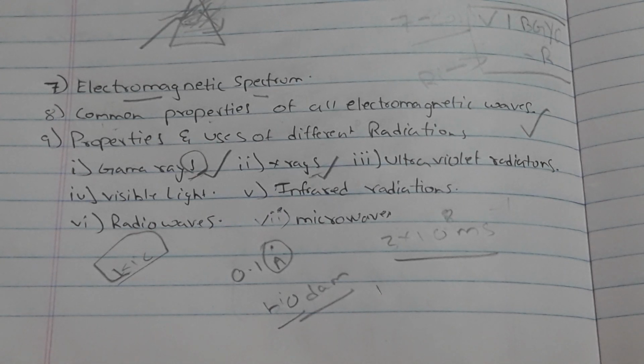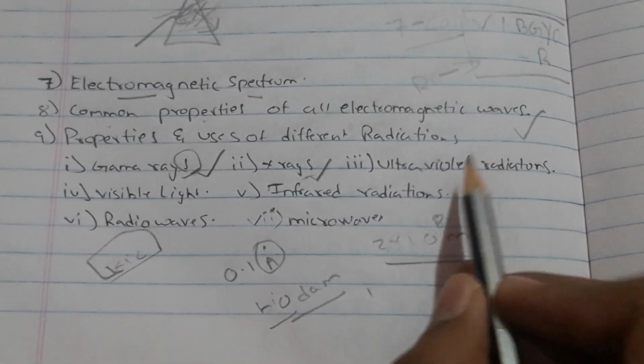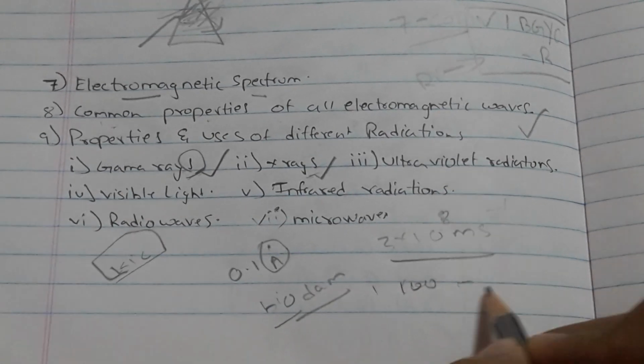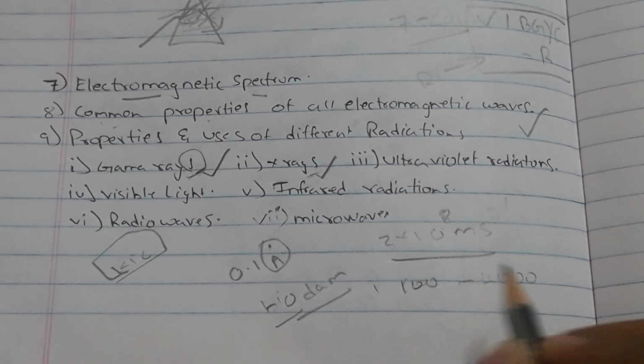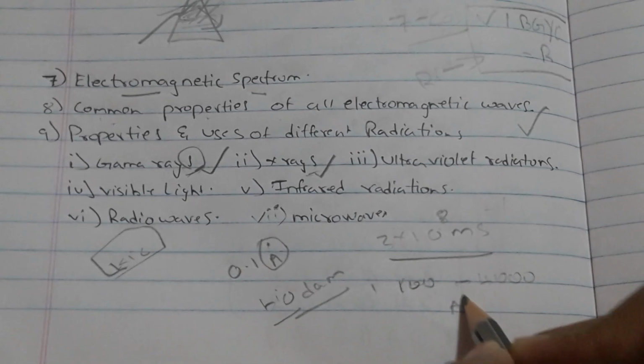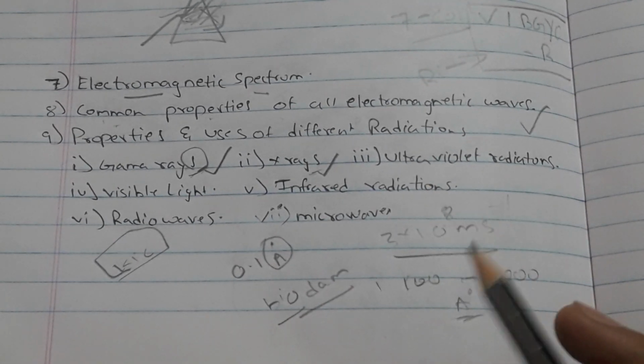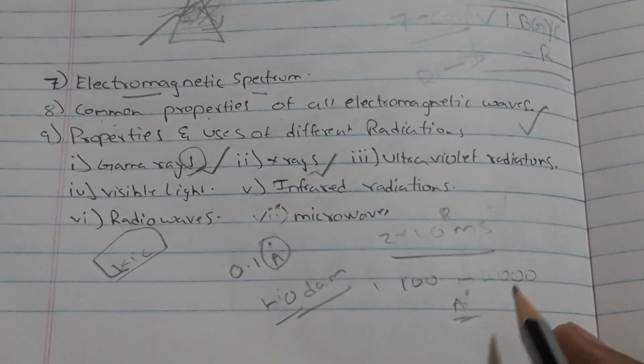By the name ultraviolet radiation, we can understand that they are harmful radiations. Here the ultraviolet radiations have a wavelength between 100 to 4000 Angstrom. Okay, so ultraviolet rays have a wavelength of 100 to 4000 Angstrom.